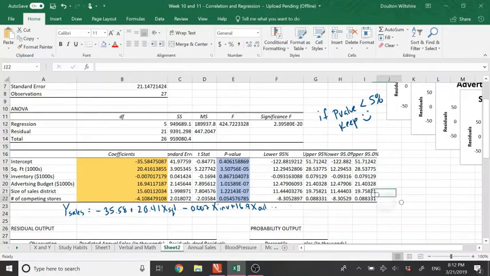For square footage, that's a small number, so we're going to keep it. For the inventory, that's a big number, so we want inventory out. For our advertising budget, that's a small number, so it's okay. The size of the sales district, that's a small number, and it's okay. And number of competing stores, 0.0545. This is just above 5. So technically speaking, we're going to remove that number of competing stores.